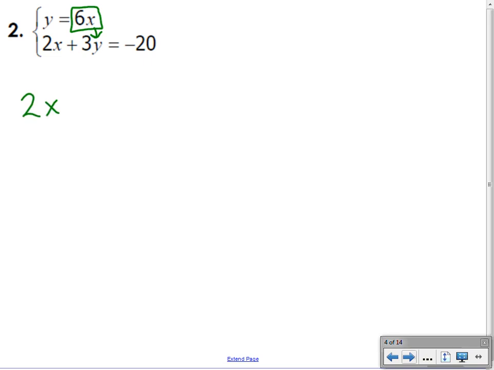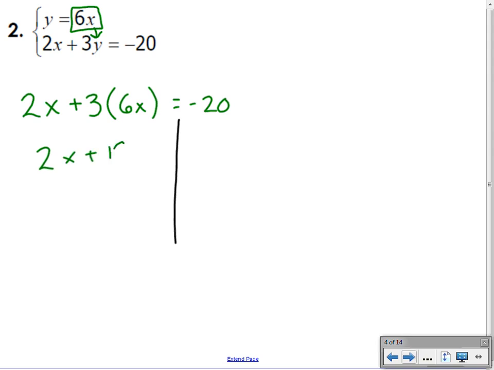Now when we do that, it's going to look a little different. We still have our 2x. We have our plus 3 times, and then instead of y, we're substituting in 6x. And that's equal to negative 20. Okay, from here we're solving. Well, 3 times 6x would make an 18x. And if I have 2x plus 18x, that makes 20x. At this point, I would just divide both sides by 20, and we would find that x is equal to negative 1.